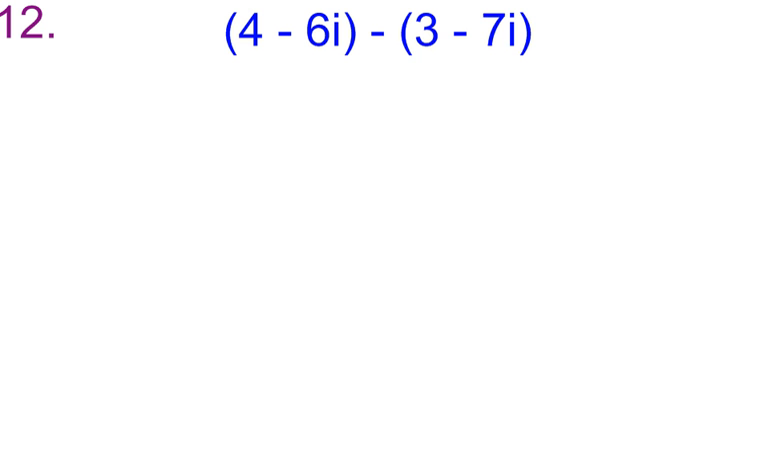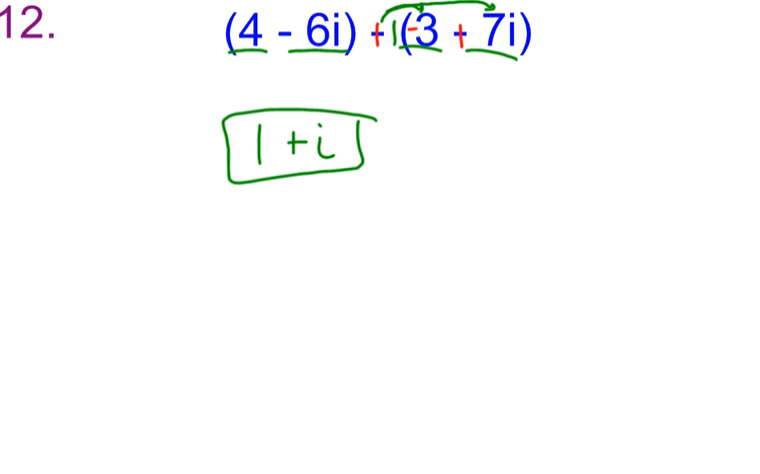Number 12, I would just have to think about distributing this negative. So these parentheses matter. This is really a negative 1 here that I'm going to distribute to both terms. If you would like, you could choose to just change these signs, because you know that's what multiplying by a negative does. And then it becomes an addition problem. So I add my numbers. 4 and negative 3 make 1. Negative 6i plus 7i would be a positive i. So my answer is 1 plus i.